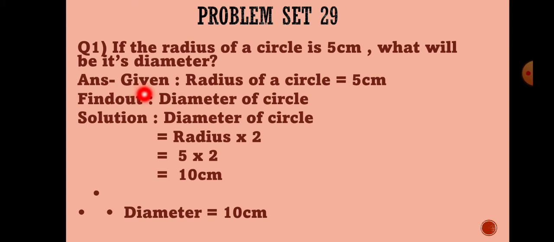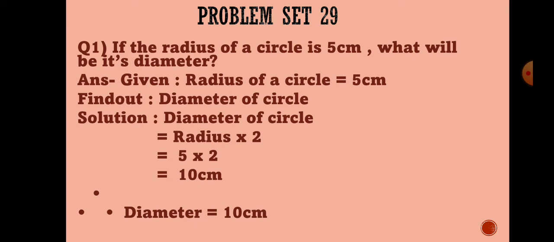First point you will write given. So what is given over here? Radius of a circle is equal to 5 centimeter. Then what we have to find? Diameter of a circle. Next line, write the solution. Diameter of circle is equal to, as the formula to find the diameter, radius multiplied by 2. So what is the radius over here? The radius given is 5. So we will multiply it with 2. So 5 2s are 10. So 10 centimeter. Next line, write the answer. Therefore, diameter is equal to 10 centimeter.